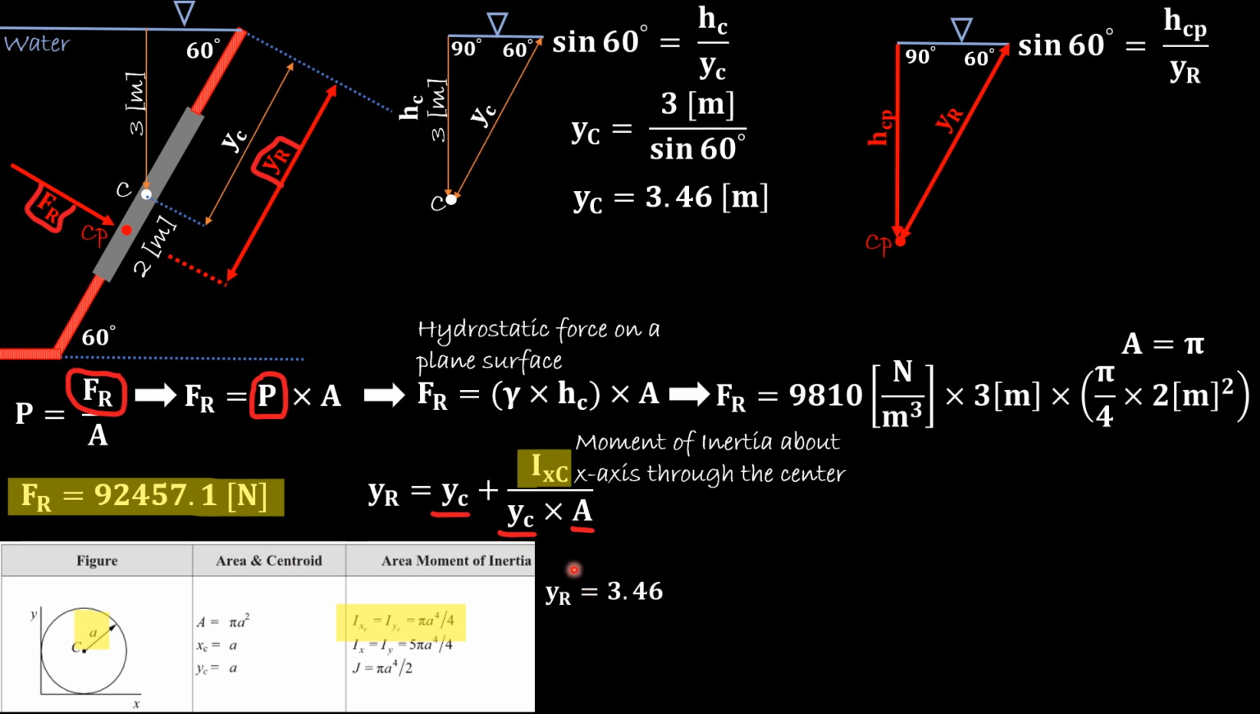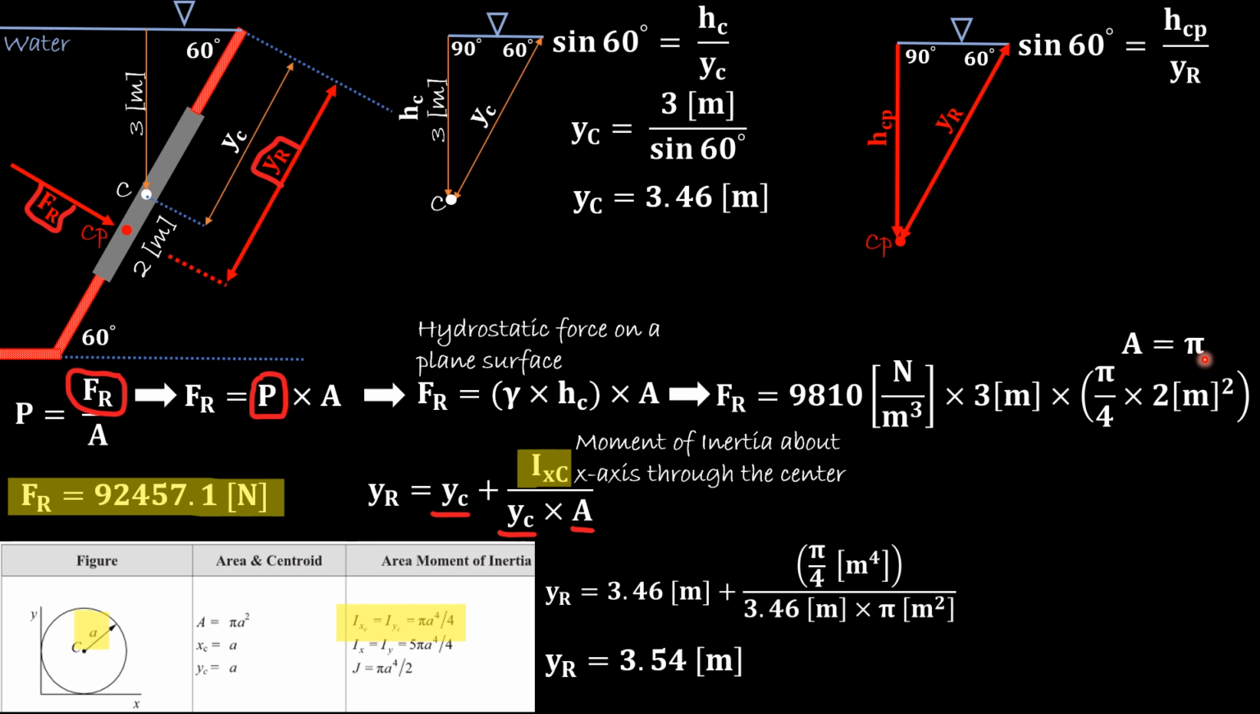So let's rewrite this and plug in the values that we found. So y sub c is 3.46 meters plus pi over 4 meter to the power 4 divided by y sub c, again we found it to be 3.46, times the area, which we found to be pi. So we plug this into our calculator, and y sub r is 3.54 meters. So this is the slanted distance from the water surface all the way to the center of pressure, right here. So this is y sub r.